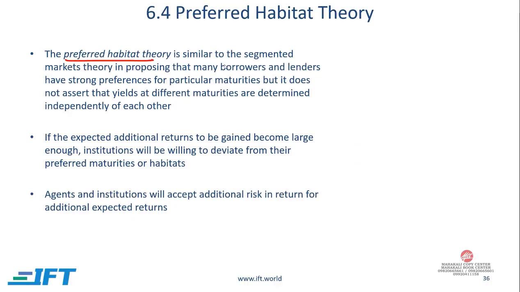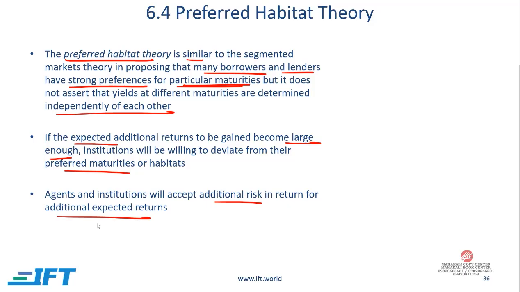The preferred habitat theory is similar to the segmented markets theory in proposing that many borrowers and lenders have strong preferences for particular segments or particular maturities, but it does not assert that yields at different maturities are determined independent of each other. If the expected additional returns to be gained become large enough, institutions will be willing to deviate from their preferred maturities or habitats. And agents and institutions will accept additional risk in return for additional expected returns.